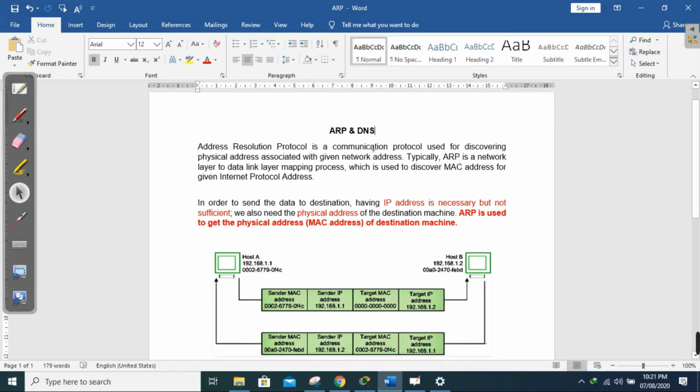We are usually familiar with both of them, the physical and logical address, but we just know them by their other names, like IP address and MAC address. So you just have to keep in mind that when I say physical address, I mean MAC address, and when I say logical address, I mean the IP address.